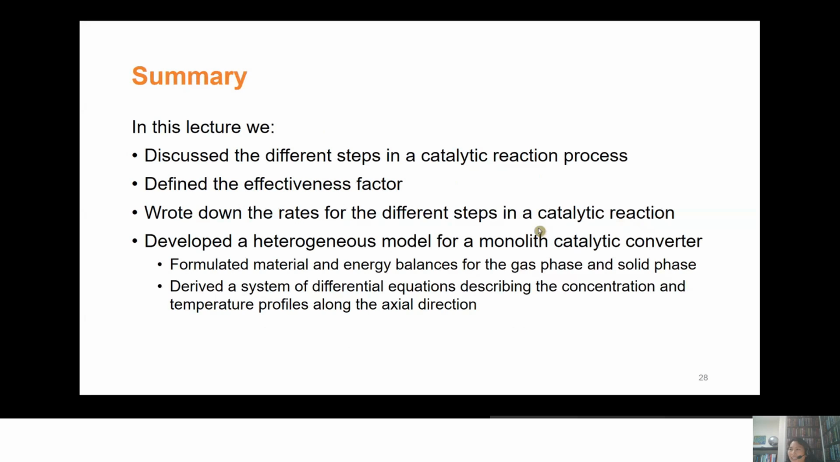So in summary, in this lecture, we discussed the different steps in a catalytic reaction process, and we defined the effectiveness factor. We wrote down the rates for the different steps in a catalytic reaction. And finally, we developed a heterogeneous model for a monolith catalytic converter. We developed the model by formulating the material and energy balances for the gas phase and solid phase. And from the material and energy balances, we derived a system of differential equations describing the concentration and temperature profiles along the axial direction.